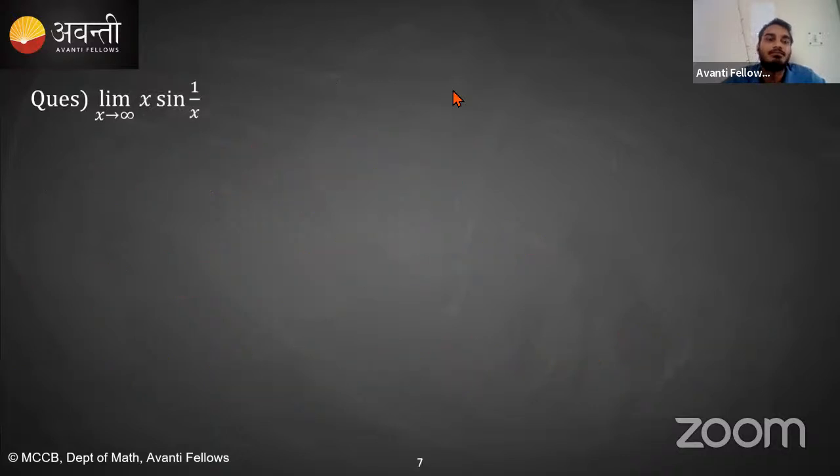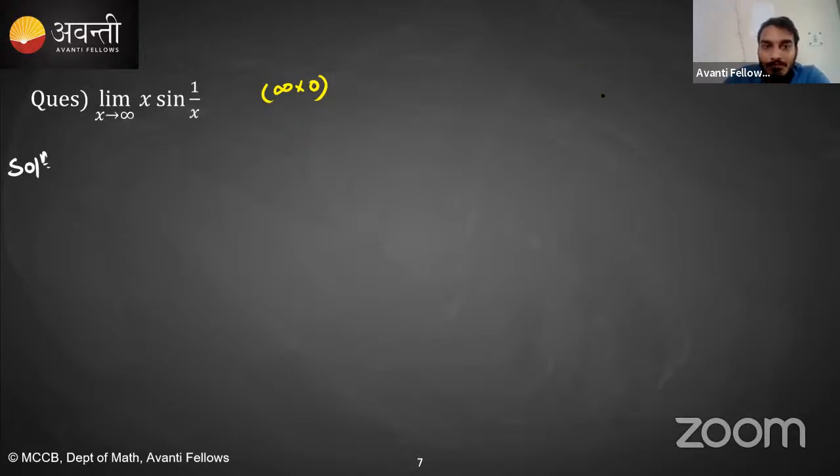This question, can anybody tell me the answer in the chat box? What is the answer of this question? Again, this is the question I gave you in the homework. First of all, what is this limit? As x tends to infinity, this is infinity into sine of 1 upon infinity, which is sine 0. So it is a form of infinity into 0, again one of the 7 indeterminate forms, 0 into infinity. So how are we going to solve it?